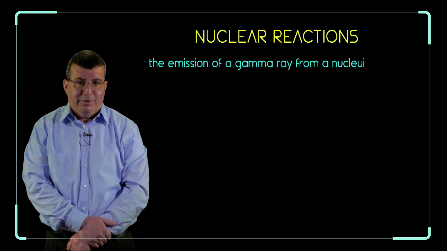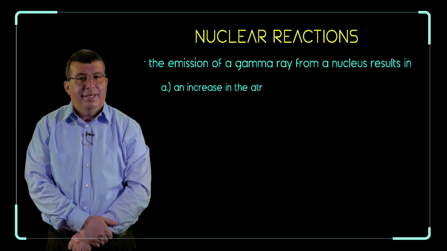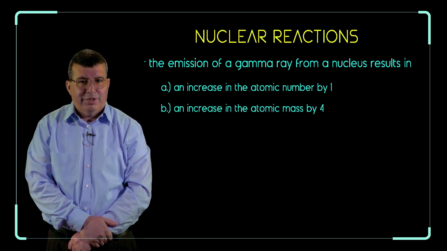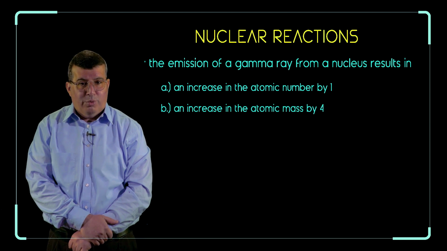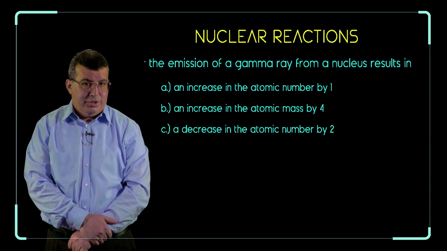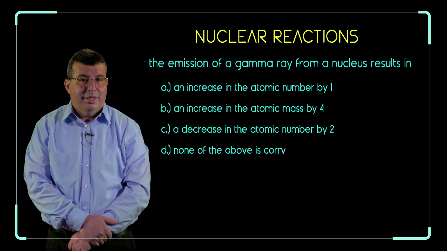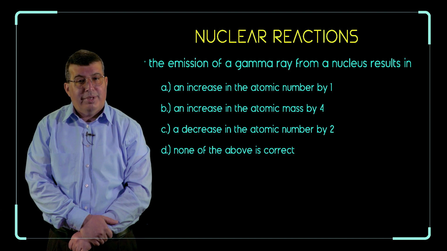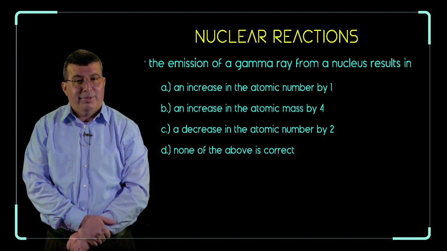Next question. The emission of a gamma ray from a nucleus results in A, an increase in the atomic number by 1, B, an increase in the atomic mass by 4, C, a decrease in the atomic number by 2, or D, none of the above is correct. So once again, please pause and think about it, and when you have a definite answer, hit play again.